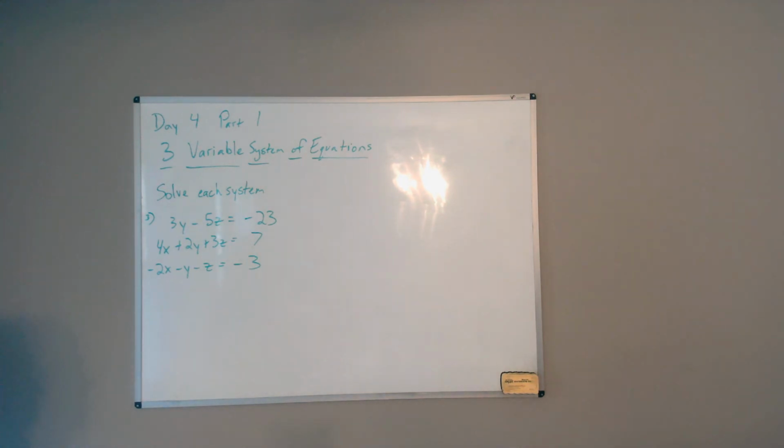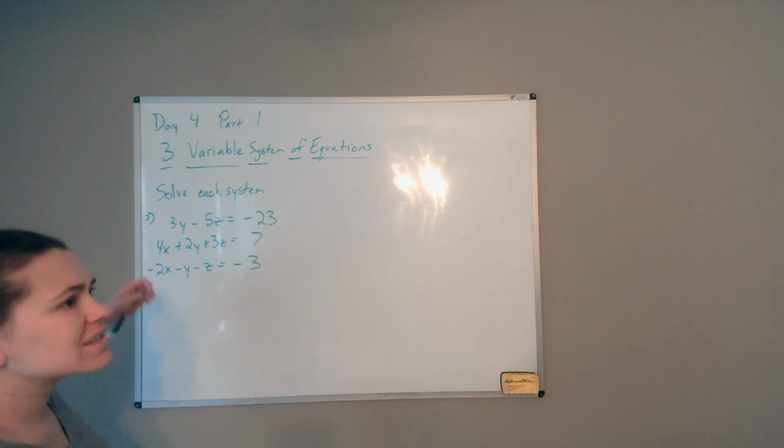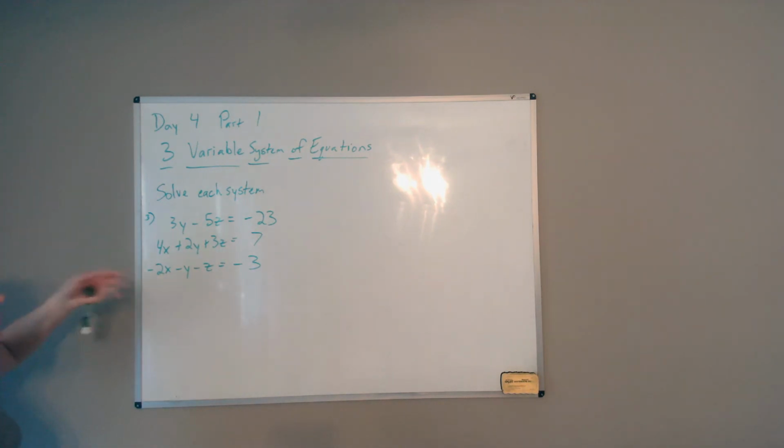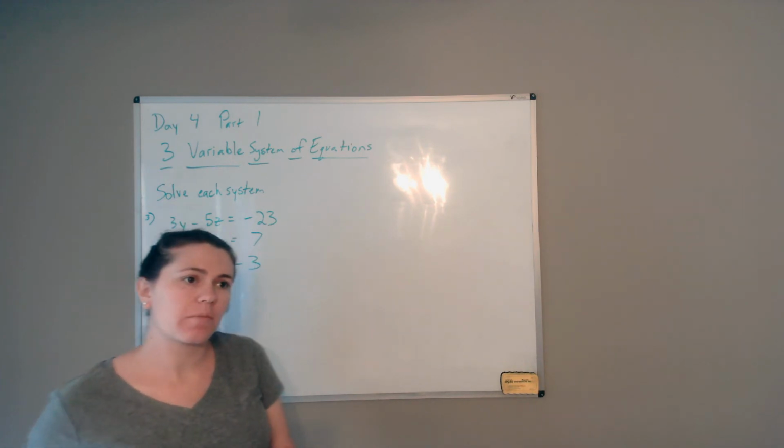Okay, so here's our 3-variable system. Our variables are x, y, and z. Notice, one of the equations does not have x in it. That is perfectly fine, okay? As long as x, y, and z appear somewhere in these 3 equations, you have a 3-variable system.